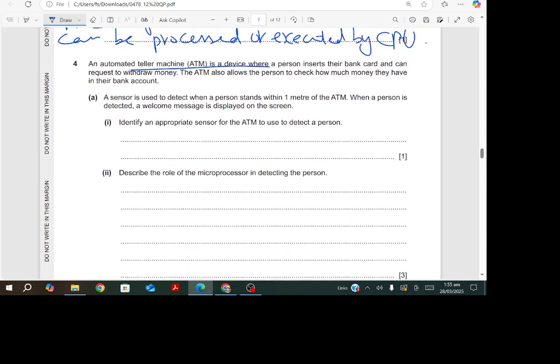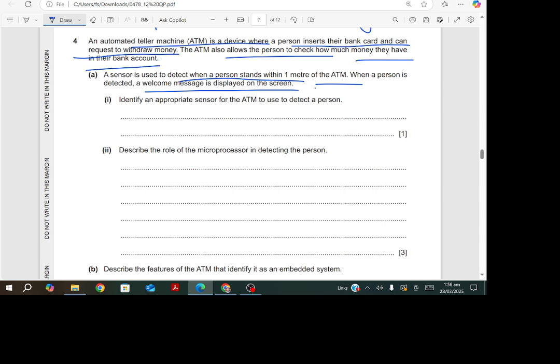Okay, then comes the ATM. An automated teller machine is a device where a person inserts their bank card and can request to withdraw money. The ATM allows the person to check how much money they have in their bank account. A sensor is used to detect when a person stands within 1 meter of the ATM. Last time also we did this question for a distance of 1 meter. When a person is detected, a welcome message is displayed on the screen. Identify one appropriate sensor for the ATM to detect a person. Again, for the detection of a person, the best sensor to be used is an infrared sensor, or you can say motion sensor.